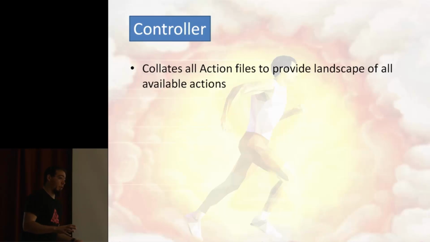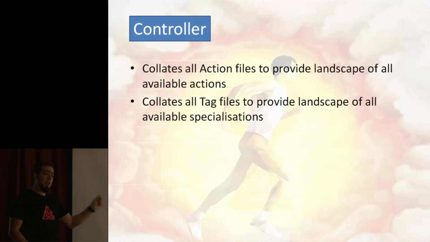The job of the controller is to collate all of the actions that you tell it, and all of the tags that you tell it, to sort of provide you a landscape of every single action that you can commit, and every single specialization on it. It doesn't mean all of them should be there. It's not an exhaustive list. It's just giving you, hey, for that character, you can do all of these actions listed in these files, and all of these tags listed in these files.